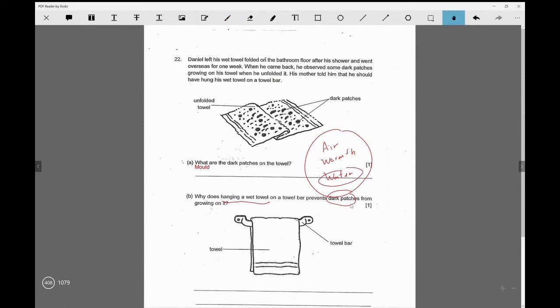Okay. This is a bit tough because actually we haven't learned this. Basically, the water can evaporate. Evaporate means the water can disappear into gas. Okay, so without water, the mould cannot grow. So this question is actually not very applicable for P4, P3. Because you haven't learned the term evaporate, right? So you just say dry. The towel will become dry and the mould cannot grow without water.